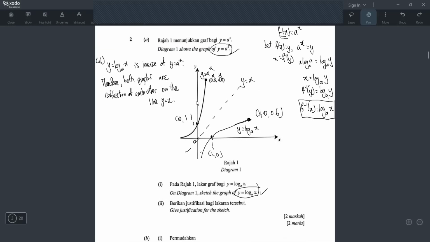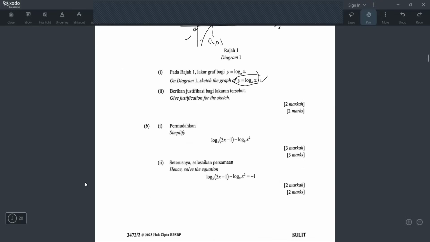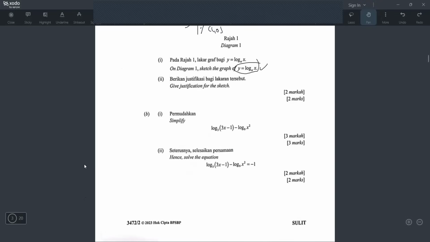All right? Because when they have inverse relation, their shape will be the reflection of each other on this line. And the coordinates will be swapped. Like if it's (0.6, 4), after reflecting it will be (4, 0.6), and so on. Okay, I think it's good enough. Now we can do B question. Okay, let's do B question here.